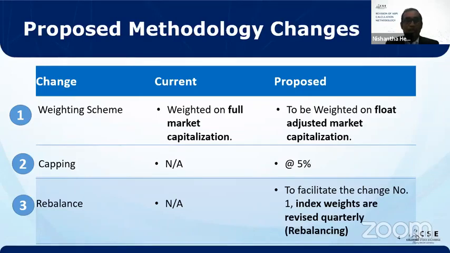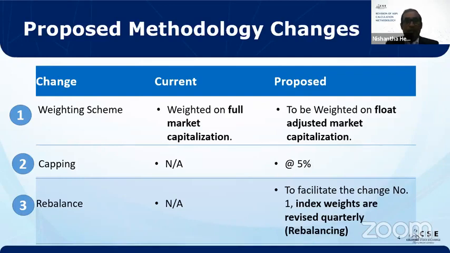Change number three. As you know, this calculation is based on the public holding percentages disclosed by the companies. Companies disclose public holdings on a quarterly basis. So once the companies disclose new public holdings, the index has to be adjusted or revised in order to represent the latest public holding percentages. Therefore, the index weights should be recalculated after each quarter, which is known as rebalancing the index. So change number three would be rebalancing. Currently, it is not applicable.